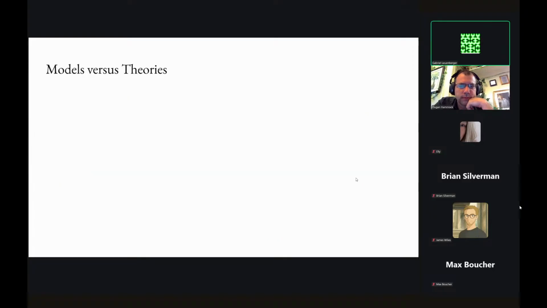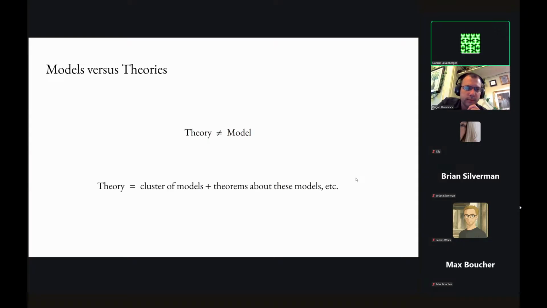Okay. And then there's theory and a model. These are not quite the same. Oftentimes these terms are conflated, but theory is more of a cluster of models, also with theorems about these models, and models can also contain other models and stuff like that. So theories are not really the same. It doesn't mean the same.